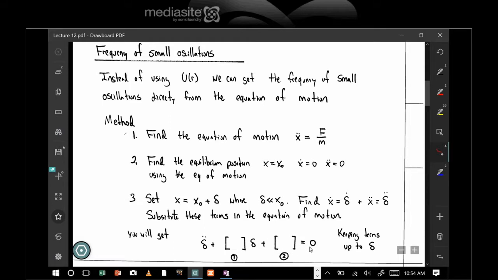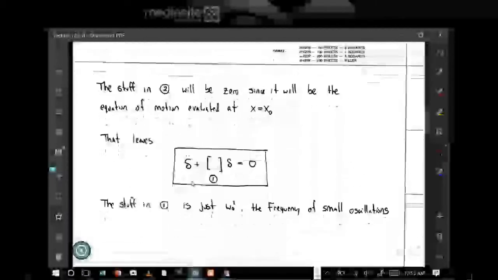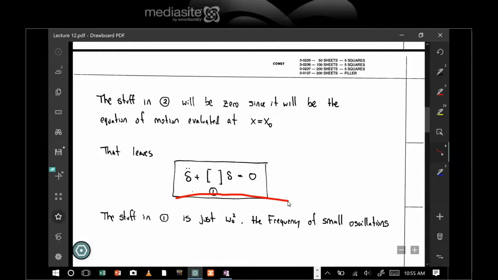When I do that, most likely I will have to do some Taylor expansion. When I Taylor expand things, I'm going to keep terms up to first order in delta only, and so this is what I'm going to get. Now, this second term is going to be equal to 0 from the equations I get in step 2. You may not believe me, but I'll show you an example in a minute. What does that leave? That leaves just this equation here.